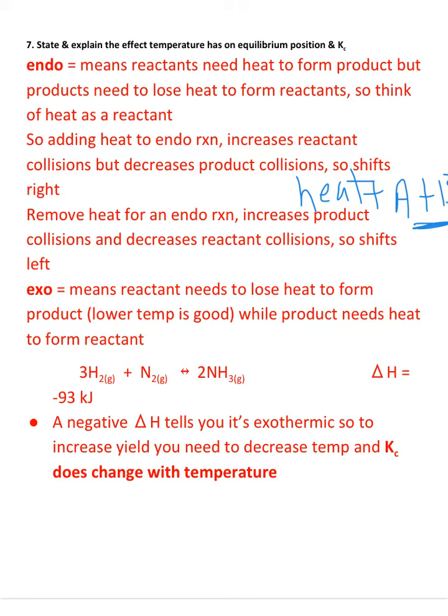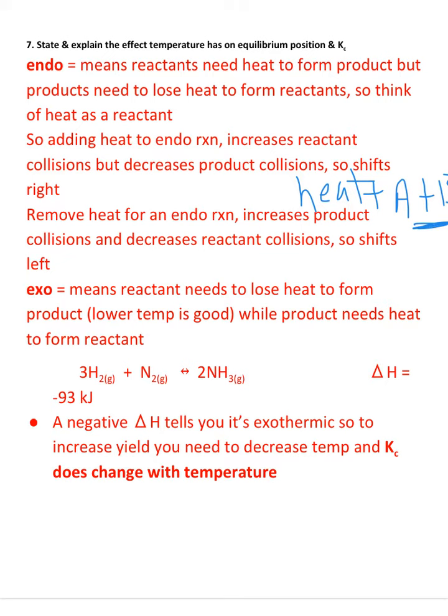If I remove heat for an endothermic reaction, now my reactants can't collide as successfully, but my products can collide more successfully because they need the heat to be removed. So now I see the opposite shift. I see more product colliding successfully and forming reactant, and my equilibrium shifts left. It's also going to decrease or increase Kc? No, it's going to decrease Kc because I'm shifting left.